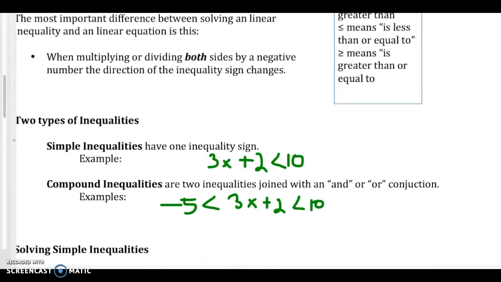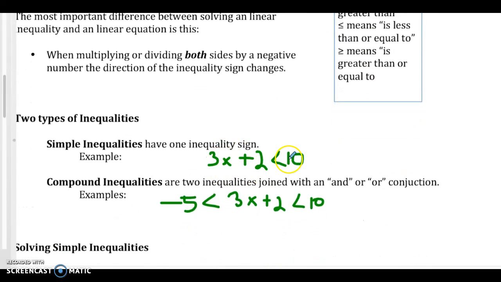Here's a simple inequality. It might look just like a two-step equation, except you've got the inequality sign there. With a compound inequality, you actually have two inequality signs, and they could be joined by "and" or "or." In this situation, there's no word joining the two inequalities, but because of the way it's written, it's understood to be an "and" situation. If it were an "or" situation, you would see the separate inequalities, and you'd have to see the word "or" there.